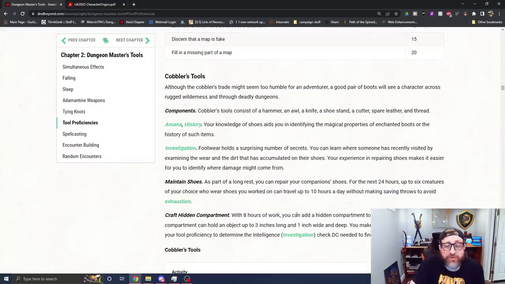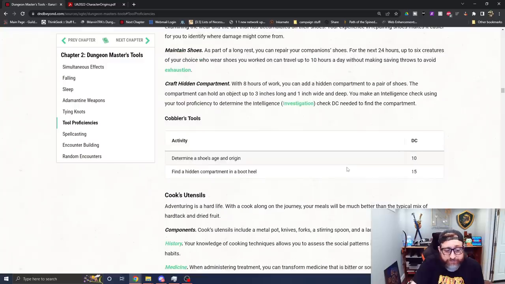Cobbler's tools, making shoes. Arcana and history. Your knowledge of shoes aids you in identifying the magical properties of enchanted boots or the history of such items. Investigation. Footwear holds a surprising number of secrets. You can learn where someone has recently visited by examining the wear and dirt accumulated on their shoes. Your experience in repairing shoes makes it easier for you to identify where damage might come from.